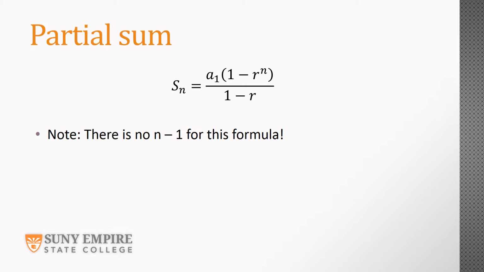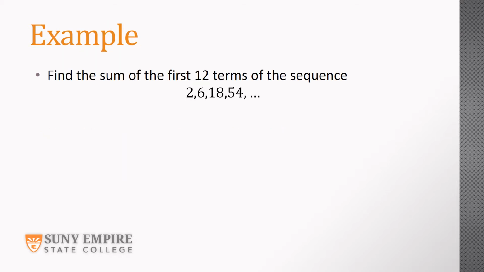Many of the tasks we want to complete with geometric sequences mirror those for arithmetic sequences. We may want to find a partial sum of the terms of a geometric sequence. To find the sum of the first n terms, s sub n, multiply the first term, a sub 1, by the quantity 1 minus the common ratio r raised to the nth power, then divide by the quantity 1 minus r. One thing to note is that there is no n minus 1 in this formula. We use the full n.